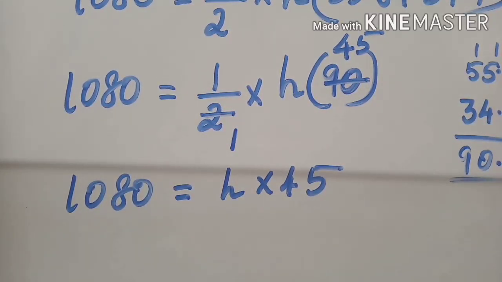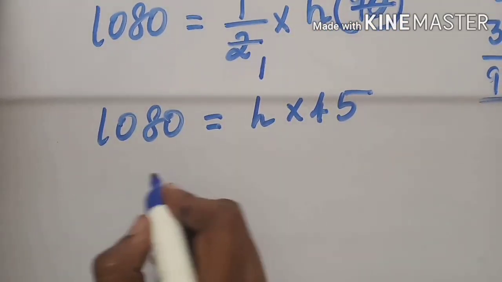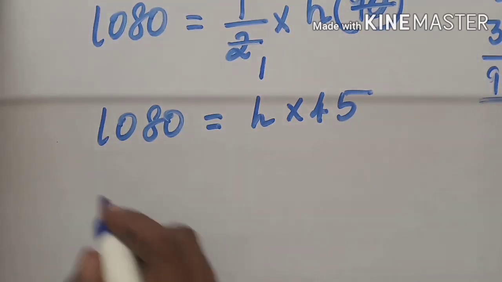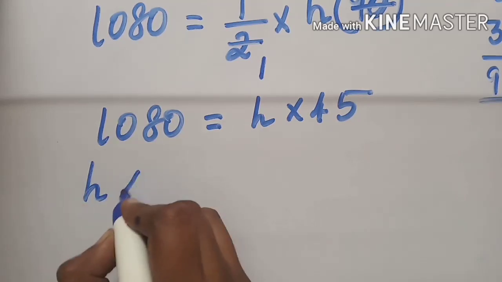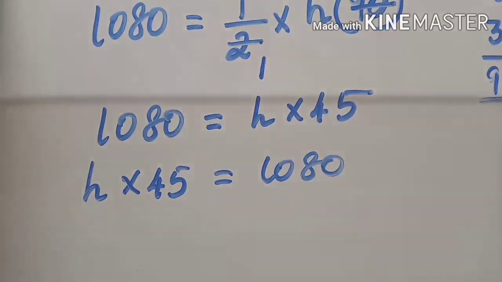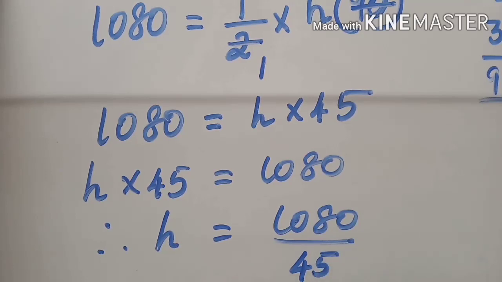Here we have to find the value of height. So just change this order. As in the last sum, left hand side is equal to right hand side. We can write this as h into 45 is equal to 1080. Therefore, h is equal to 1080 divided by 45. This multiple 45 will come over this side, which means divide by 45. Then we will get the answer of height.